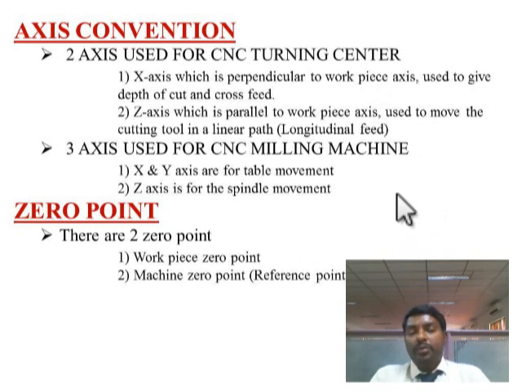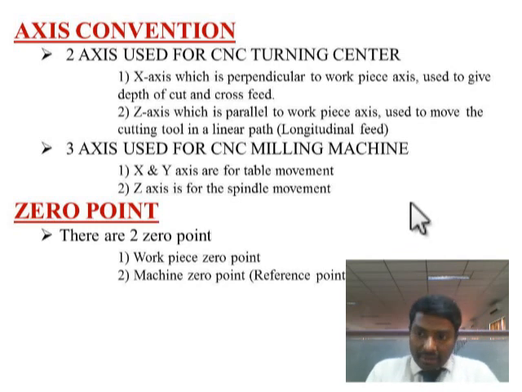To create a part program, the knowledge about the axis is necessary. And next we are going to see what we mean by 0 point. You have to know what we mean by 0 point in a CNC machine. Usually there are two types of 0 point in a CNC machine. One is workpiece 0 point, another one is machine 0 point. Now we will see what we mean by workpiece 0 point.